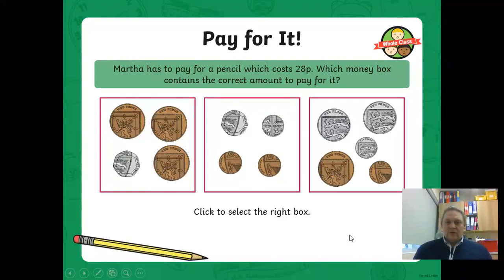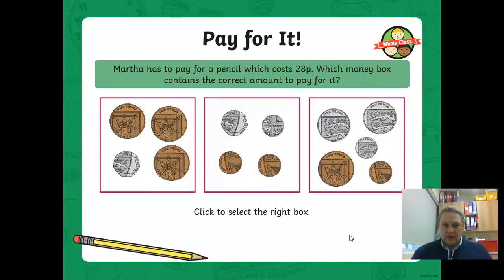Martha has to pay for a pencil which costs 28p. Which money box contains the correct amount of money to pay for it? Okay, 28p. Let's see. We've got 20p, then 22, 23, 24, 25, 26. Okay, not enough in that money box. Let's try this one. 20p, 25p, 26, 27p. Not enough money in that money box. Let's see this one. 10 pence, 20 pence, 25 pence, 26, 27, 28. Okay, so we found it. That's the right money box.